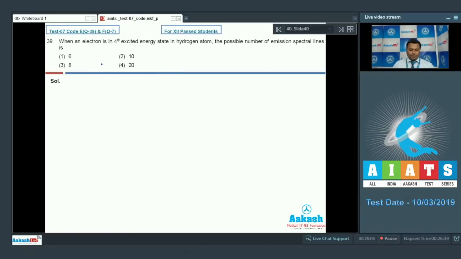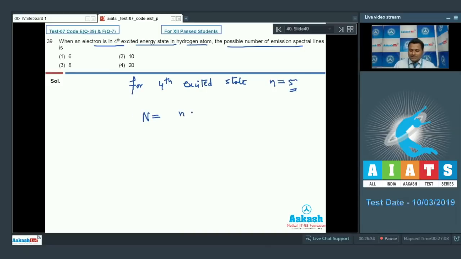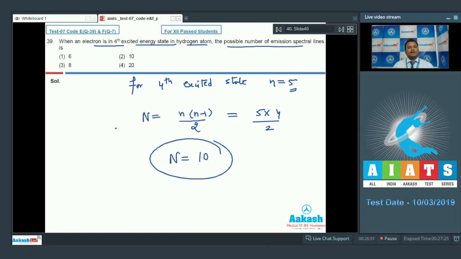So here is question number 39. When an electron is in 4th excited energy state in hydrogen atom, the possible number of emission spectral lines will be what? Here for 4th excited state, we can write n equals 5, and the relation for number of spectral lines we know very well, N equals n into n minus 1 divided by 2. Put the value of n, that is 5, 5 into 5 minus 1, that is 4, divided by 2, and after solving we will get the total number of spectral lines here is 10. So that's why we'll go with option number 2, which is absolutely correct.